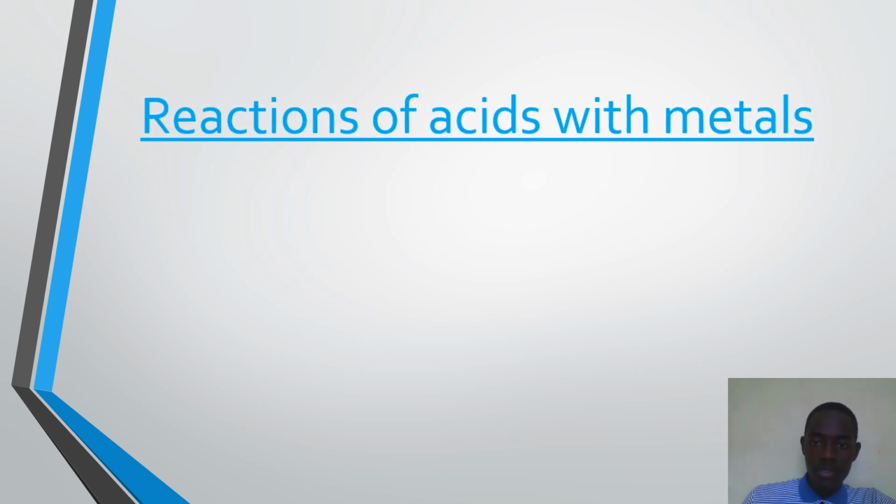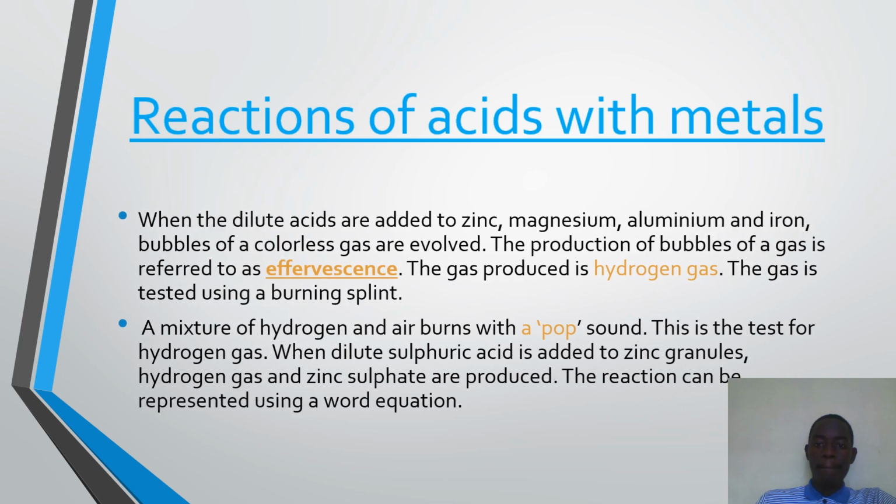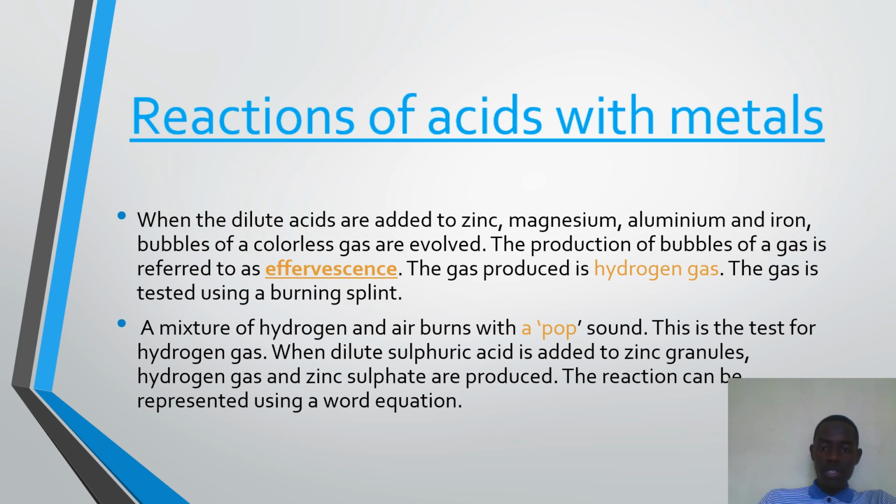Now, reactions of acids with the metals. From the diagram I showed before, we saw hydrochloric acid with zinc granules in a test tube. When dilute acids are added to zinc, magnesium, aluminium, or iron, which are the metals, bubbles of a colorless gas are evolved. In short, they produce bubbles of a colorless gas.